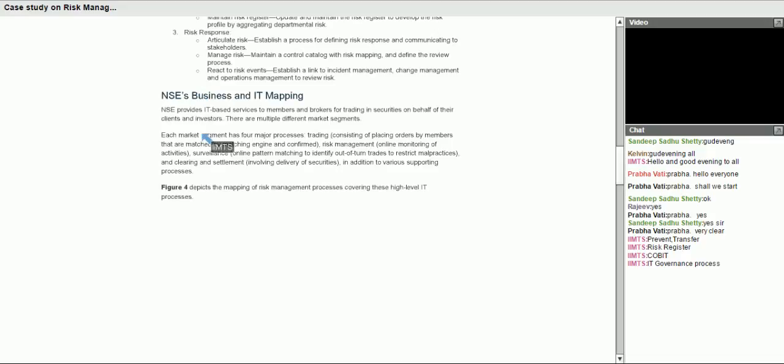Then NSE's business and IT mapping. NSE provides IT-based services to members and brokers for trading in securities on behalf of their clients and investors. There are multiple different market segments. Each market segment has 4 major processes: trading, risk management, surveillance, and clearing and settlement, in addition to various supporting processes. Figure 4 depicts the mapping of risk management processes covering these high-level IT processes.